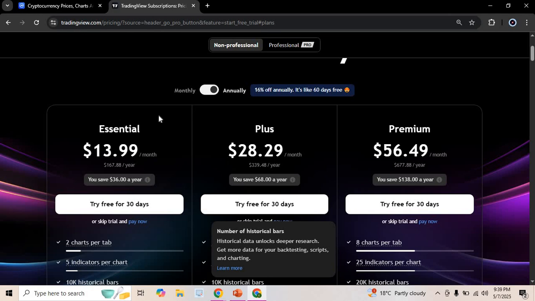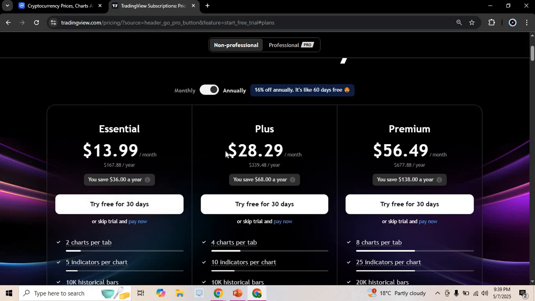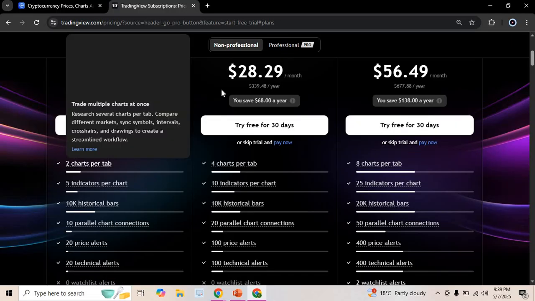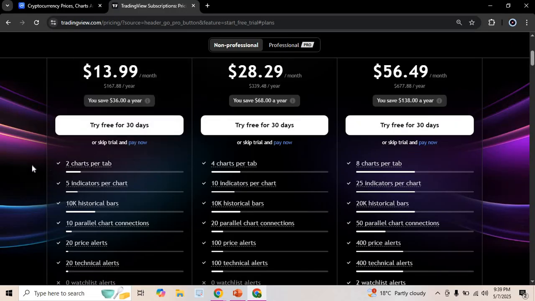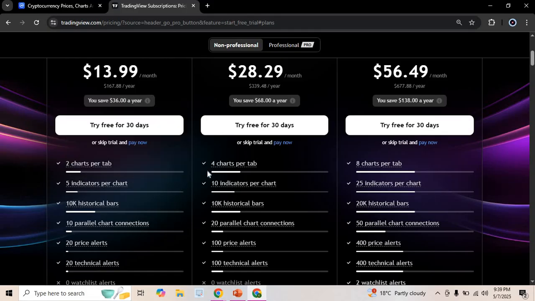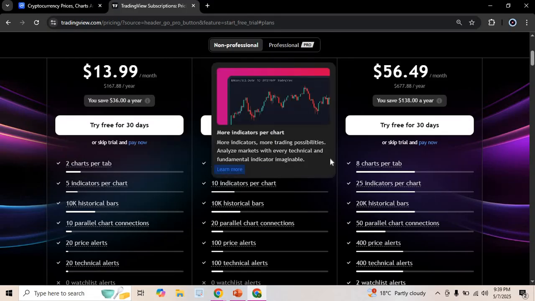You'll notice that we have different packages. We have the free version. Then we have the essential package. Then we have the plus package, and we have the premium package. So what is the difference? The more you pay, the more the privileges. So in this essential package, you'll notice if you pay that $13, then you have the advantage of 2 charts per tab. If you pay $28, 4 charts per tab.